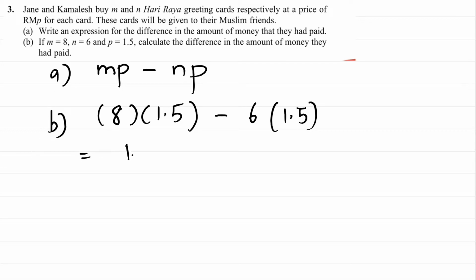So kita akan dapat sini 12 tolak 9. Okay. So dapatlah dia punya different amounts tu, RM3. Boleh?